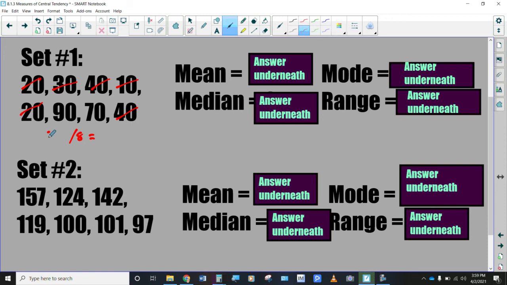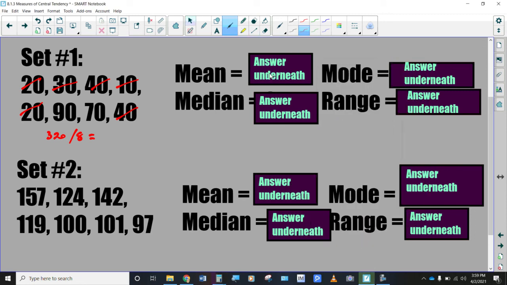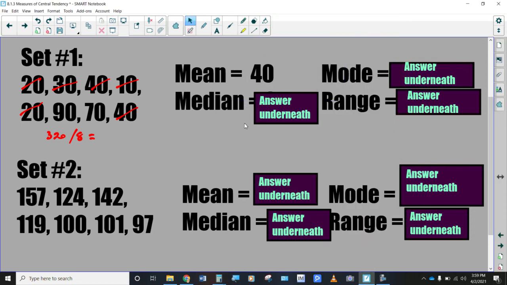See how you can make mistakes by trying to do problems in your head? You should never do that. So now we're going to divide that by 8. Divide this number by 8, and that's going to give you your mean, which is 40. So the answer underneath is 40. There, I got it correct.